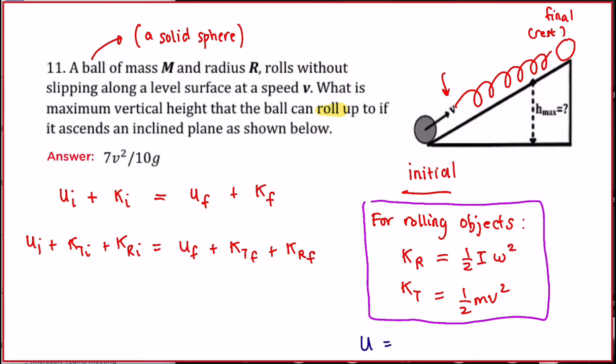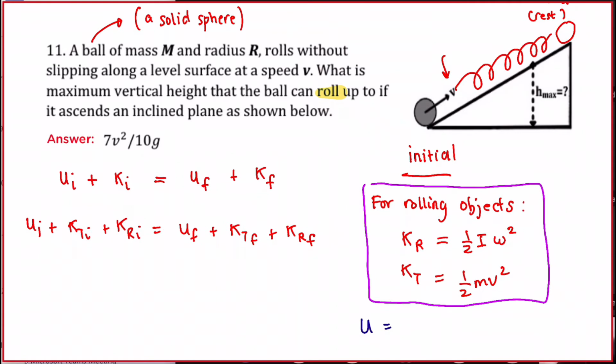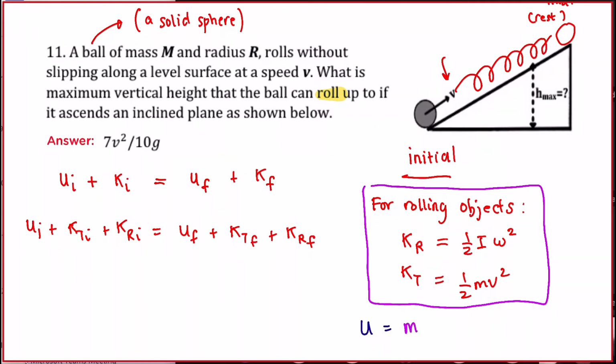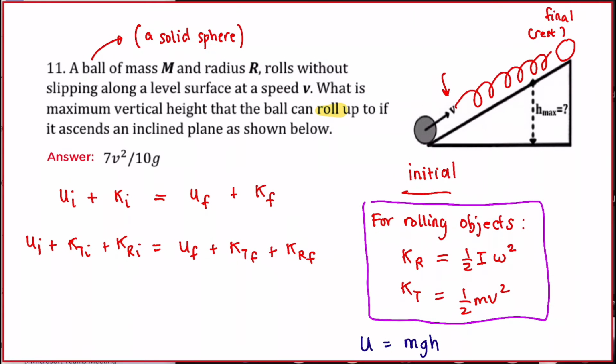Ahmad Rashid. Yes, Mister. What is potential energy equal to, or U? What's the formula for potential energy? Mr. MGH. Very good. That's mgh. Now, having said that potential energy is mgh, let's look at the initial potential energy.